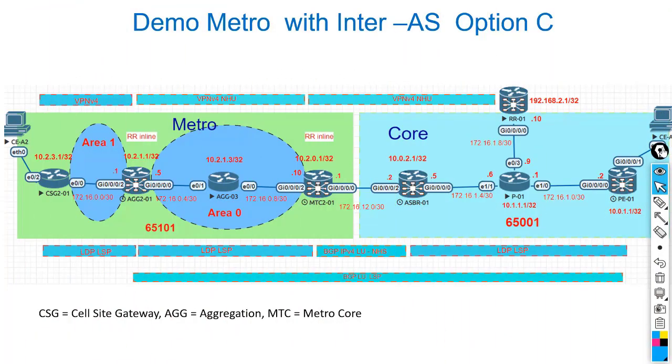Today's video, I would like to share with you how to configure a metro network to integrate with the IP backbone network to provide MPLS VPN service. In this topology, on the left side is the metro network, including CSG or cell-side gateway router at the access layer, and in the middle is AGG routers or aggregation, and the MTC router or the metro core.